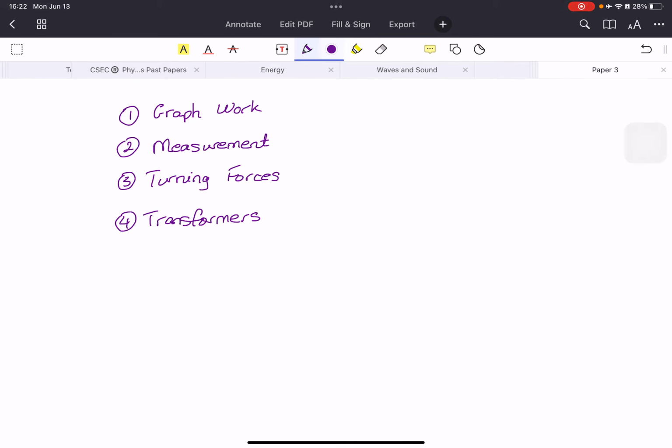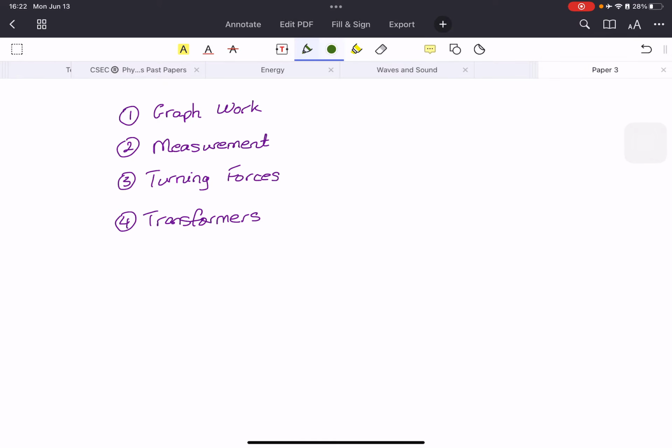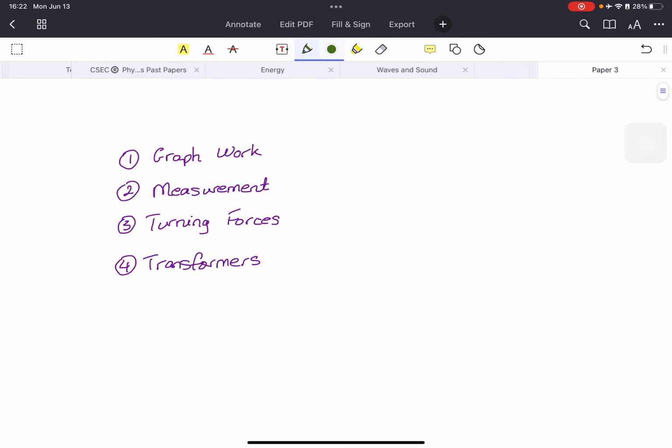Graph work simply means that in the first question, you will simply have to fill out a table and plot the points on a graph and be able to find the gradient. Now I already did a video detailing how this is done in my graph work video. I will simply link it at the bottom in the description and you could watch it there, right? Now measurement is a kind of vague topic, right? There are lots of things that they could ask in measurement.